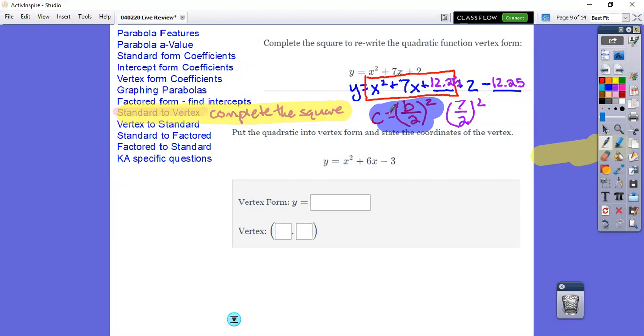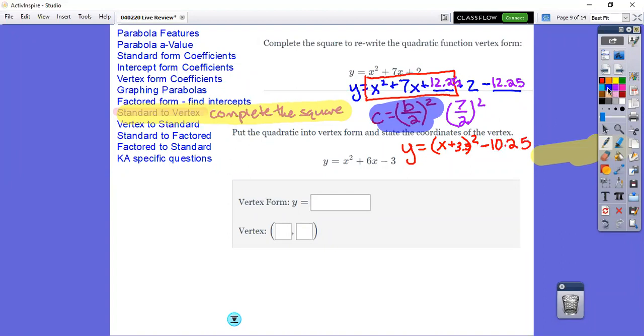Okay. Now, remember, we're trying to make it in vertex form. That's the end goal here. So this right here, what's in parentheses, should be able to be written as a parentheses squared and then plus or minus a number. So this parentheses is going to be x plus. So the x squared would be x times x. The positive 7 requires a plus. And this number is the same thing going to add to itself to get 7. Well, half of 7 is 3.5 or 7 halves. Okay. And then if I add this 2 and this negative 12.25 together, I get a negative 10.25.